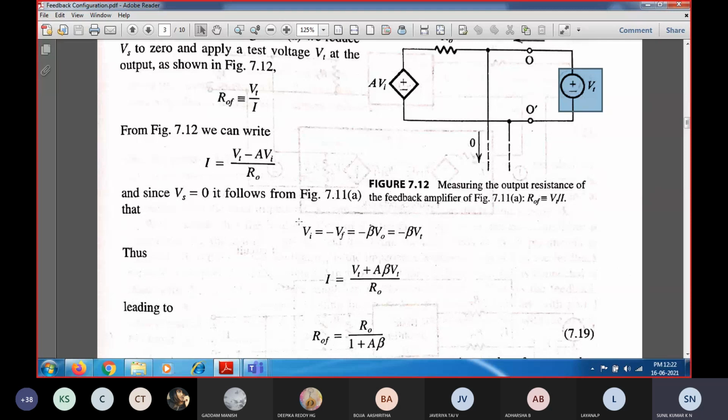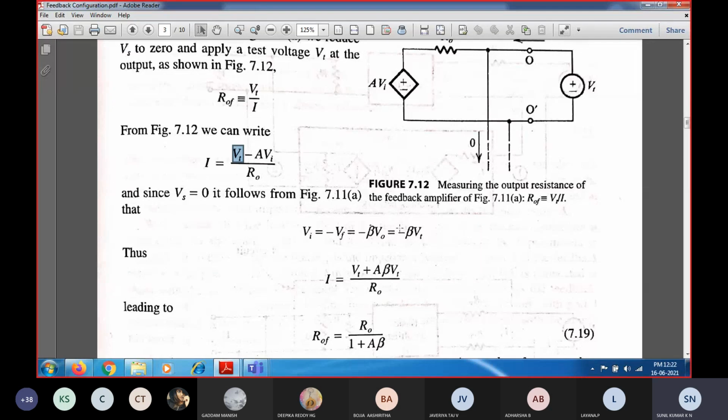Now Vi will be equal to minus Vf. Vf will be equal to beta times of V naught. So beta times of V naught is nothing but beta times of Vt. So in the test circuit, minus beta times of Vt will be there. So this Vi I am going to substitute as minus beta times of Vt in this expression. So I is equal to Vt minus A into beta times of Vt.